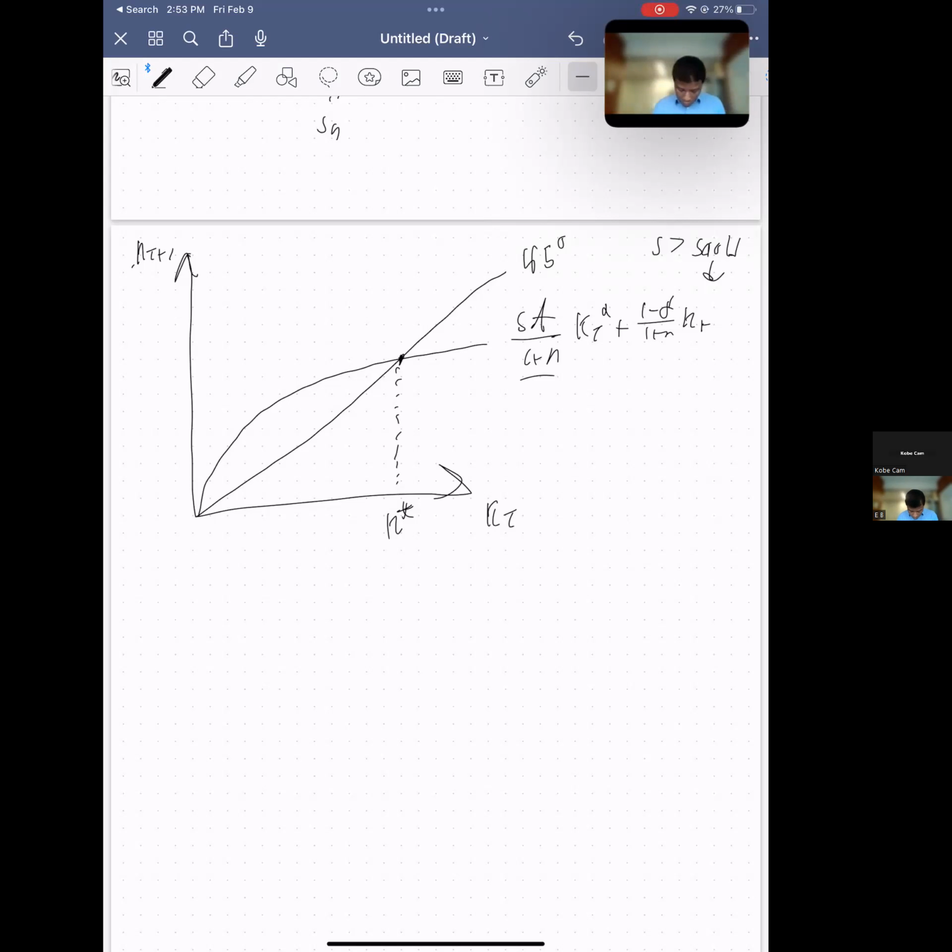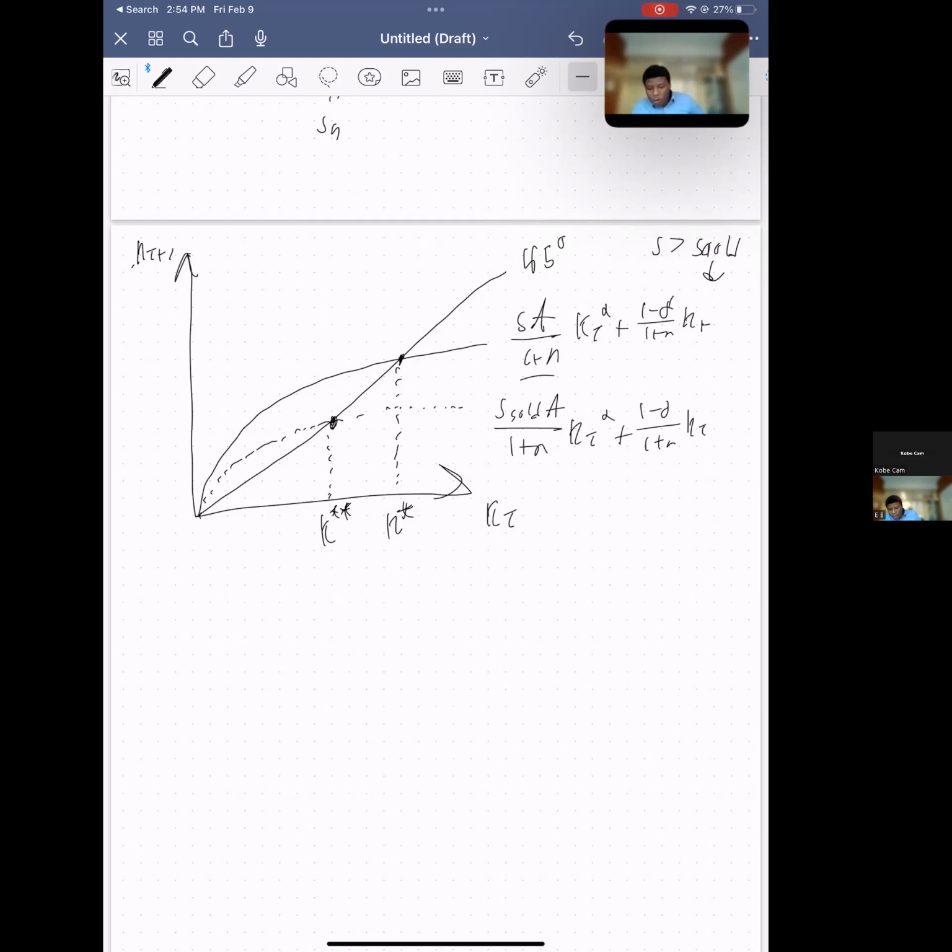Let's redraw this. Okay, so now we know this is going to be our new steady state. We know that over time, capital per capita is going to go down. Let's write down the new equation as S gold, A, 1 plus N, K_T to the A.